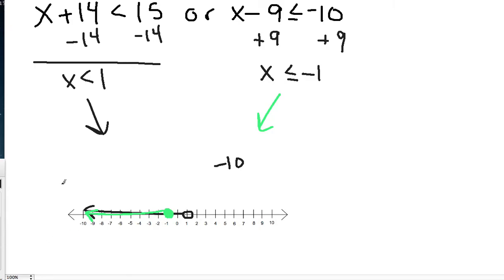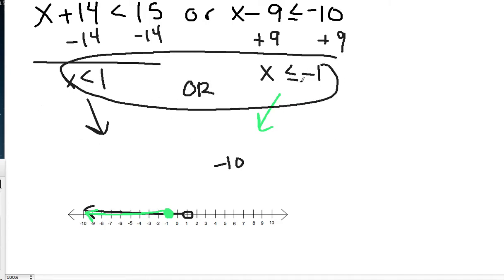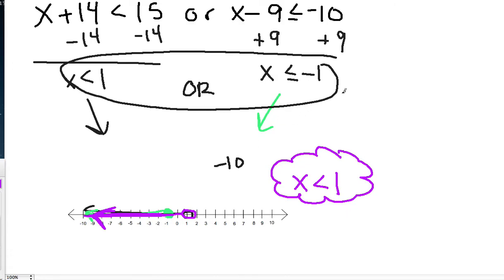So if we want to try to be as general and clear about what our answer is, instead of writing x is less than 1 or x is less than or equal to negative 1 as our answer, since anything that's smaller than negative 1 is also going to be smaller than 1, I can say that my solution is just all of this stuff here. So I'm going to say that my solution is x is less than 1. So that one's a little bit trickier, right? So this is more understanding of what the whole thing is. It's a little bit trickier.